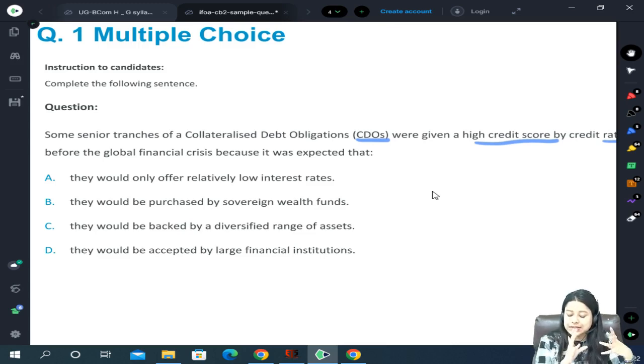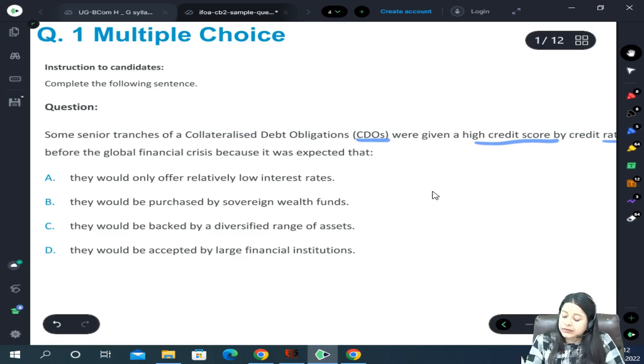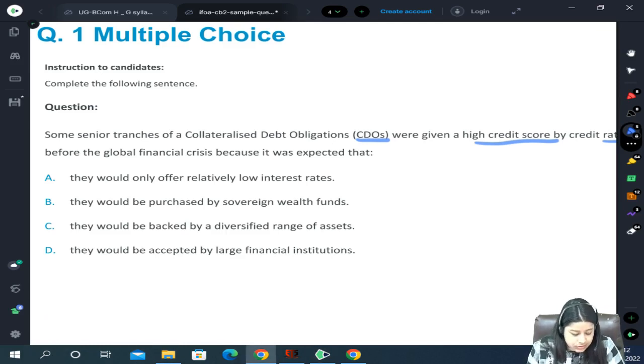CDOs are securities, not exactly like bonds, but you can consider it a packaged bond. It's a packaged security which has got a very high credit score from a credit rating agency. Credit rating agencies, you might have heard about Standard & Poor's and Moody's, are all different credit rating agencies. They received a very good credit score before the global financial crisis, because it was expected that any one of the following. Those who know can just quickly answer it in the chat box. Okay, very good, Shantini. She has given the correct answer.